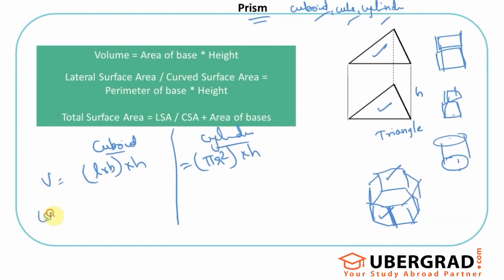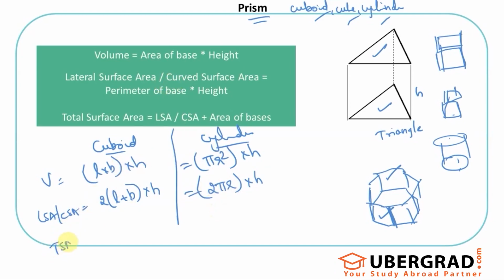What is the lateral or curved surface area? Perimeter of the base into height. What is the perimeter for a cuboid? It's a rectangle with L and B as the sides. So 2 into (L plus B) is the perimeter, into height H. That's the formula for the cuboid's lateral surface area. For a cylinder, the base is a circle, so 2 pi r is the perimeter, the circumference, into height. That is 2 pi r h, the lateral curved surface area of a cylinder.